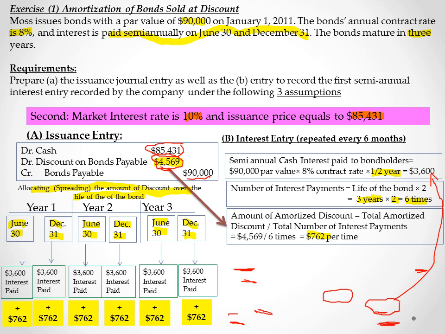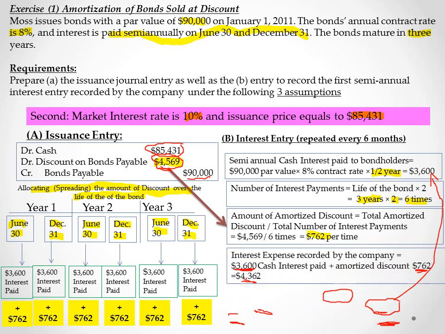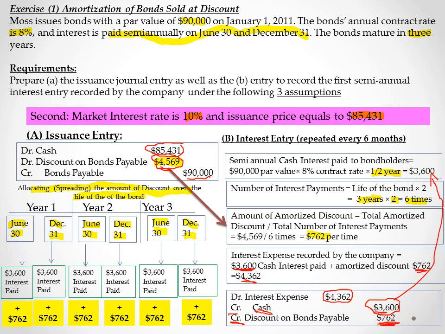How did I calculate it? I multiplied the life of the bond, the 3 years, times 2 times per year. So this means total 6 times. So the company will pay the interest 3,600 every 6 months. So it means over the life of the bond 6 times. So now we need to know, as you can see here.